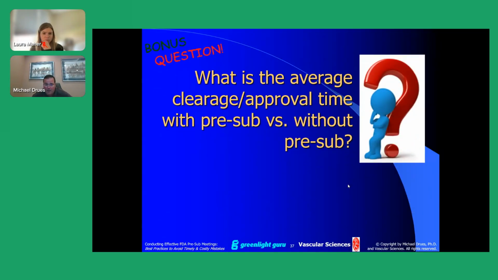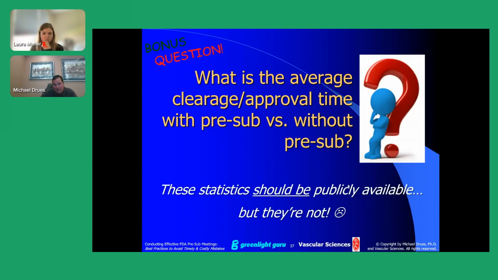What's the average time to approval with or without a pre-sub? This is a common question that I get from people. Unfortunately, there are no publicly available statistics on this, although I think there should be. FDA should, as part of the MDUFA reporting requirements, record in some way the average clearance or approval times for companies that have had pre-subs versus have not.